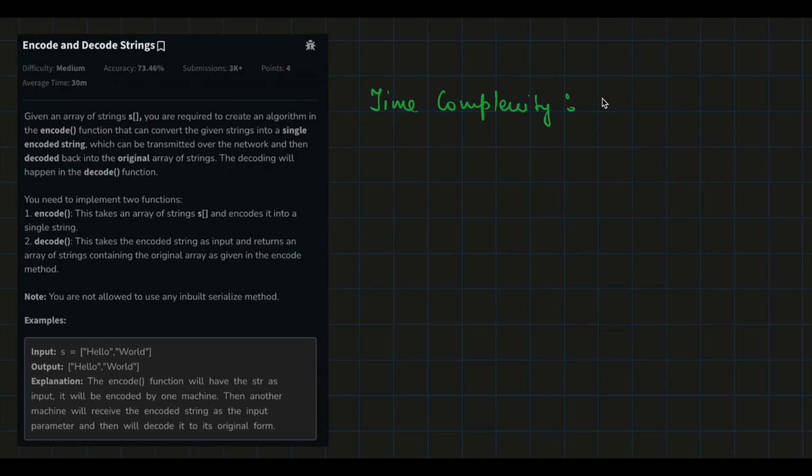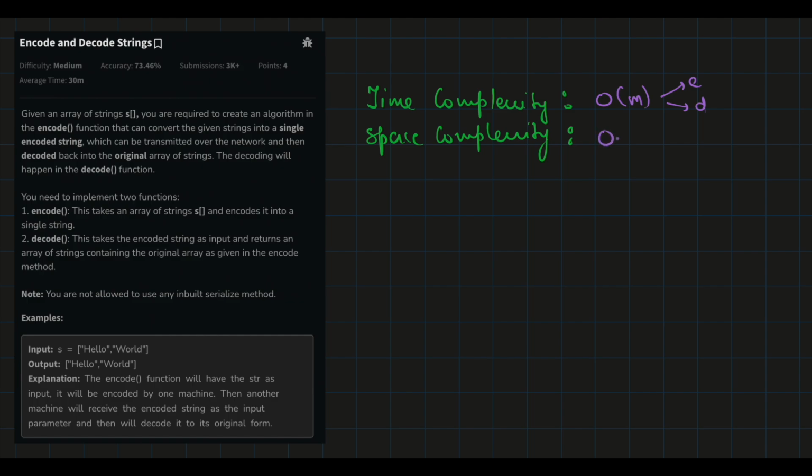So the time complexity for this solution will be O of m for both encode and decode, and the space complexity will be O of m plus n for both encode and decode. Here n is the number of strings and m being the sum of length of all the strings.